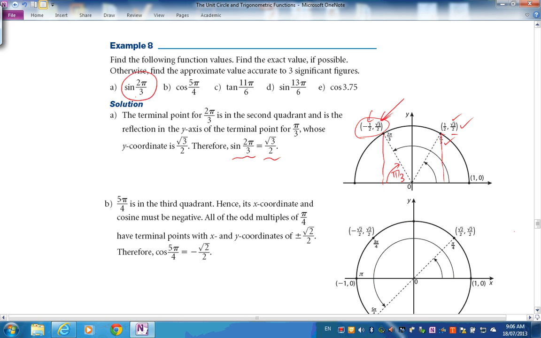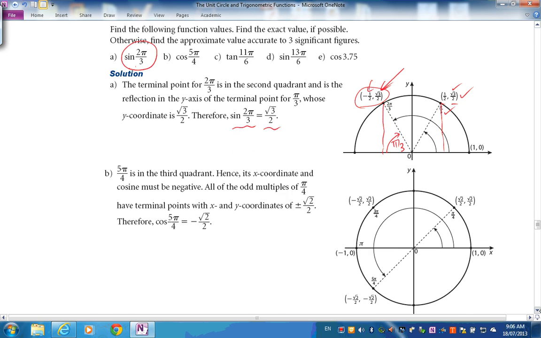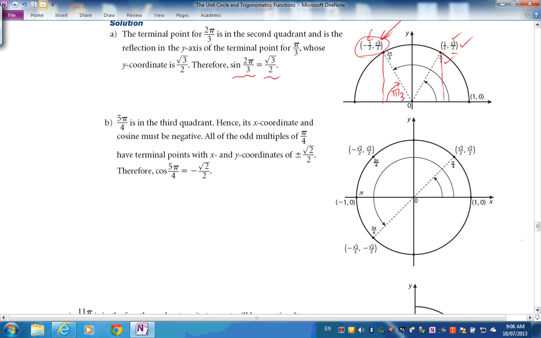The answer for the sine of 2 pi on 3 is the y coordinate. It's that value there. Okay, let's have a look at 5 pi on 4, which is in the third quadrant. How far past pi is it? It's pi plus another pi on 4, because pi is 4 pi on 4, plus another pi on 4 is 5 pi on 4. So the working angle back here is pi on 4. That's the one that would match up.